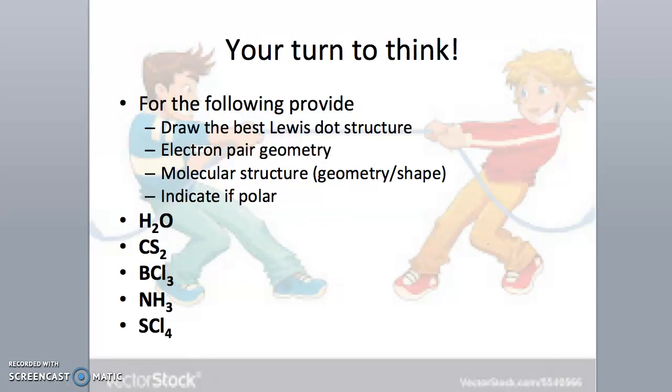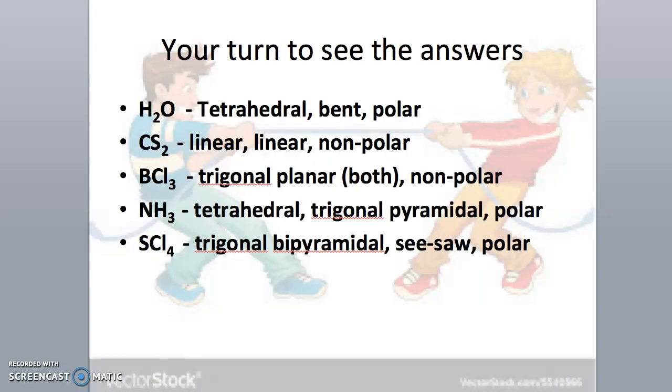So we've got some examples here, or some practice. You should be able to do these. You're going to draw the Lewis structure, give the electron pair geometry, the molecular geometry, and indicate if it's polar. And I've got the answers on the next slide for you. So if you want to pause this and write these down so you can work on them, that'd be great. You definitely want to be comfortable with this before heading into the next lecture. So here's your turn to see the answers.